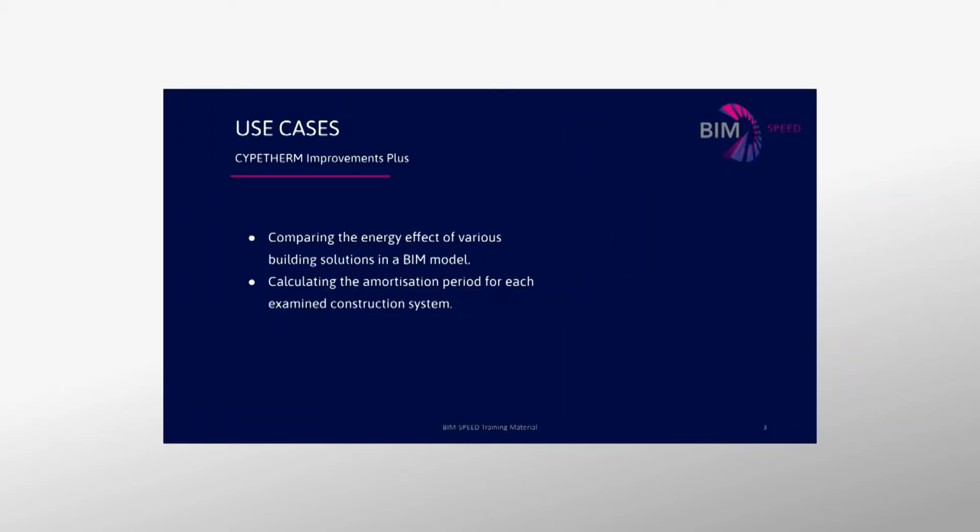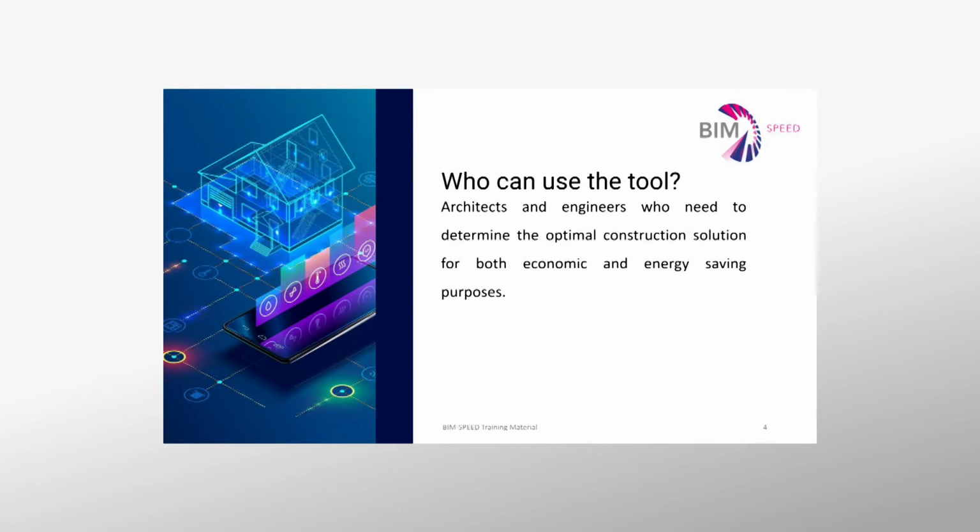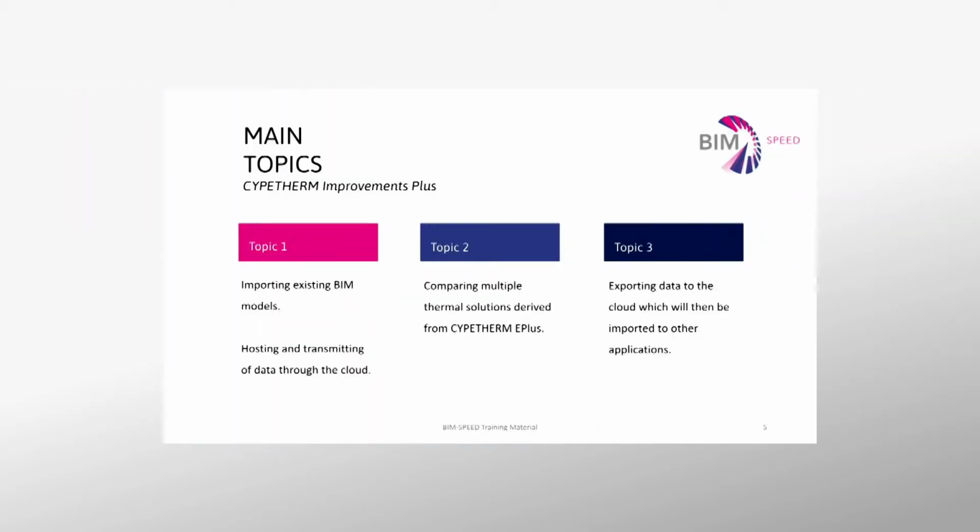Cypetherm Improvements Plus can be used for the following scenarios: comparing the energy effect of various building solutions in a BIM model, and calculating the amortization period for each examined construction system. The tool can be used by architects and engineers who need to determine the optimal construction solution for both economic and energy-saving purposes. In the video, we will explain the following topics: importing existing BIM models, hosting and transmitting of data through the cloud, comparing multiple thermal solutions derived from Cypetherm E+, and exporting data to the cloud, which will then be imported to other applications.